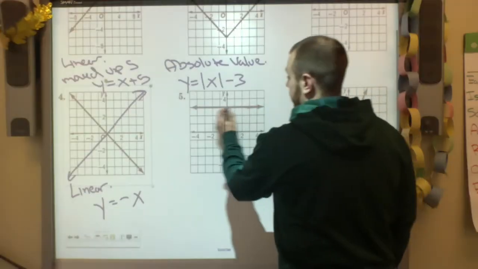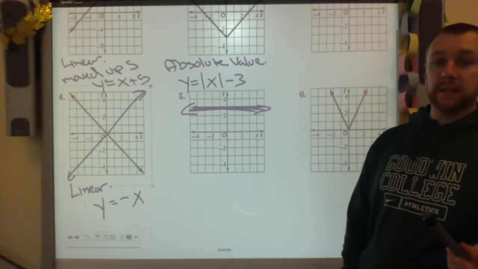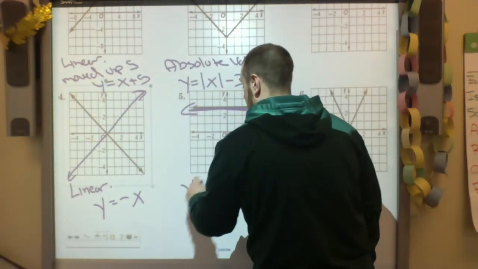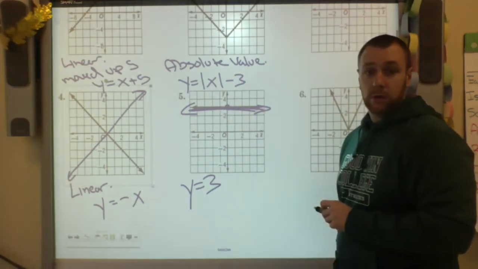This one, and I'm highlighting this one, is that constant function. It's that y equals a number. In this case, it's 3, because it's at the 3 mark.